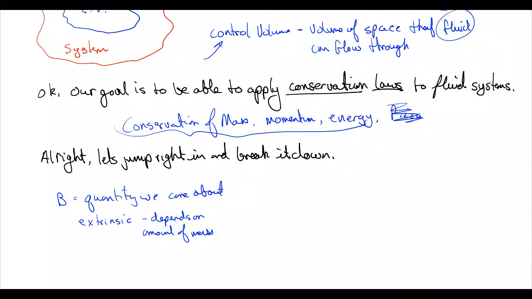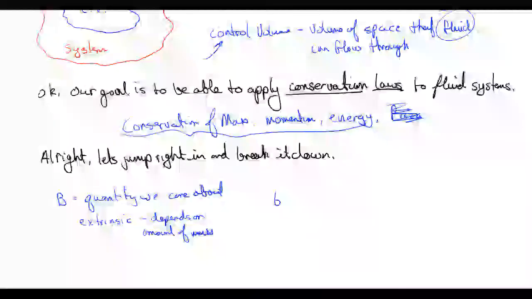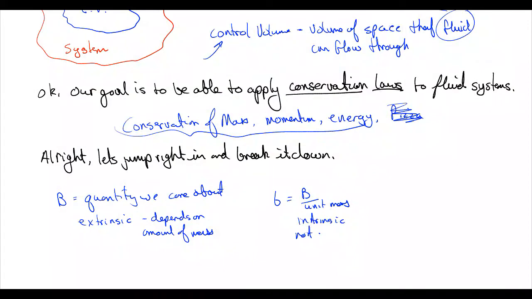But if we wanted to worry about just the amount of energy per unit mass, we would use the term lowercase b, which is uppercase B per unit mass. This is intrinsic and not dependent on the amount of mass.